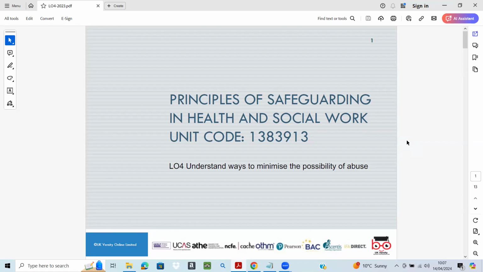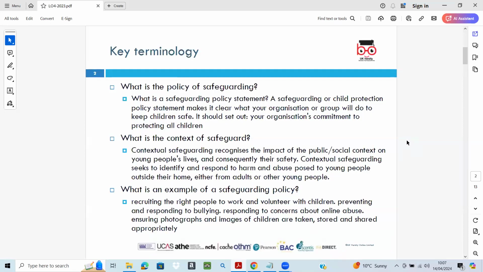So this is about the beginning. We'll move to the next slide. In the next slide, we have to discuss the key terminologies. What is the policy of safeguarding? Then we have what is the context of safeguarding and what is an example of a safeguarding policy. Right. So we will start with this slide.